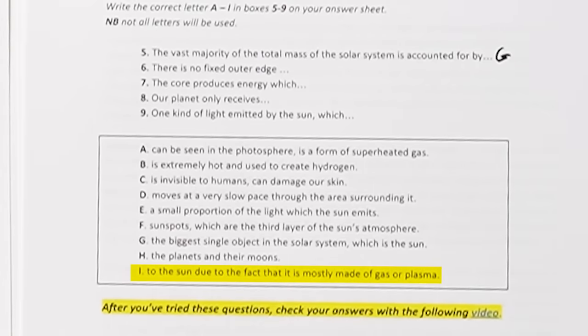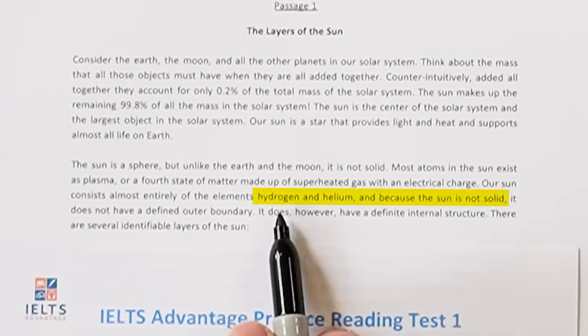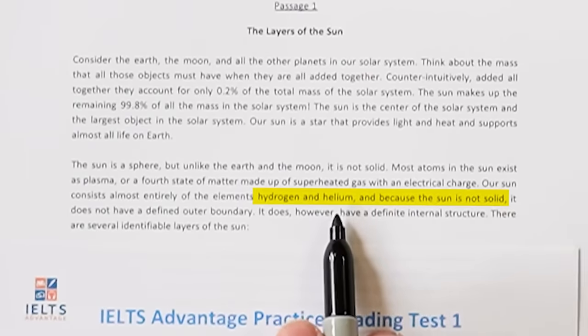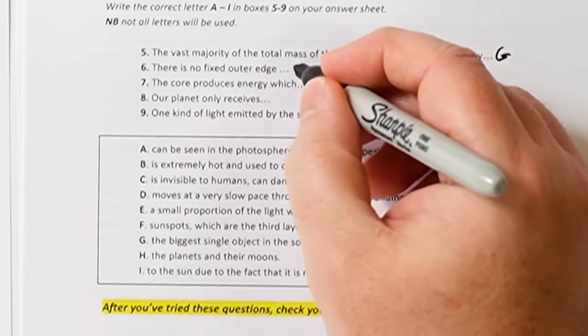So that is why we ask students to predict what is coming up next, because it will help you understand which one is the correct answer grammatically. Made up of gas and plasma. Let's go back here to where we talked about that. Made up of hydrogen and helium, which are gases. It is not a solid. Plasma means not a solid. So we can comfortably there say I.